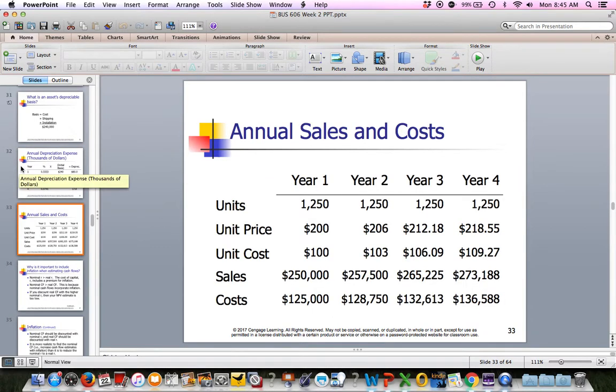And then what I do is I compute the sales. We're going to sell 1,250 units, and the price starts out at $200 and goes up a little bit every year. It grows at 6% per year. The unit cost is $100 in year one, but grows by about 3% per year. And so here's my sales number. Here's my costs. Basically my sales and my cost of sales are these.